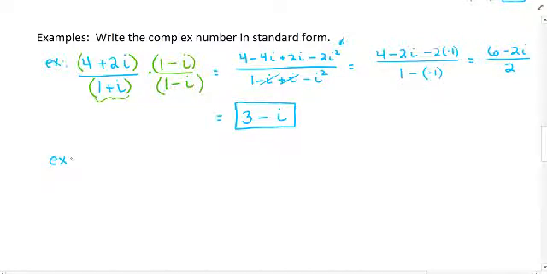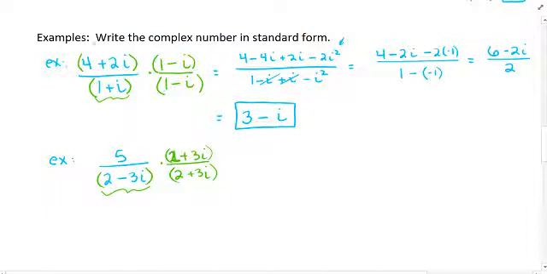All right, let's look at one more. This next one is 5 divided by 2 minus 3i. Again, we don't like to divide by complex numbers. So we're going to turn this into standard form by multiplying by the complex conjugate of my denominator, which is 2 plus 3i over 2 plus 3i. Remember, any number divided by itself is just 1. So I'm basically multiplying this fraction by 1.